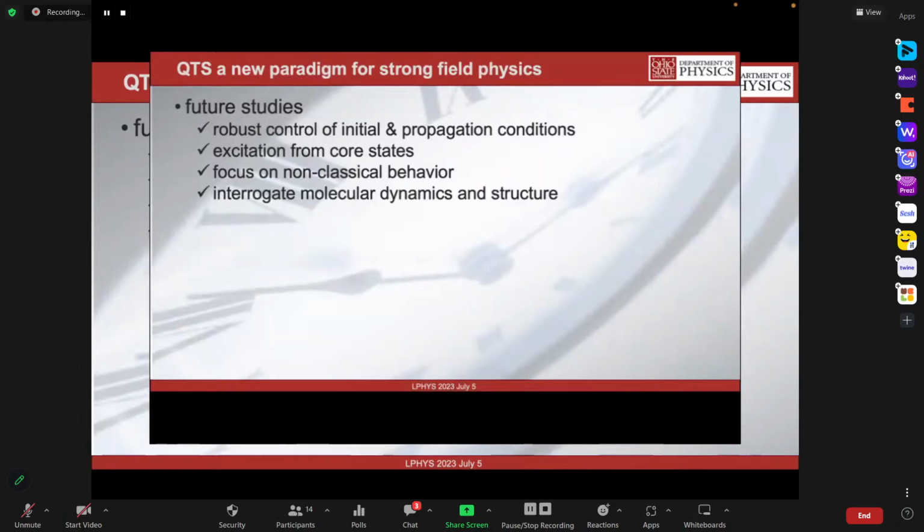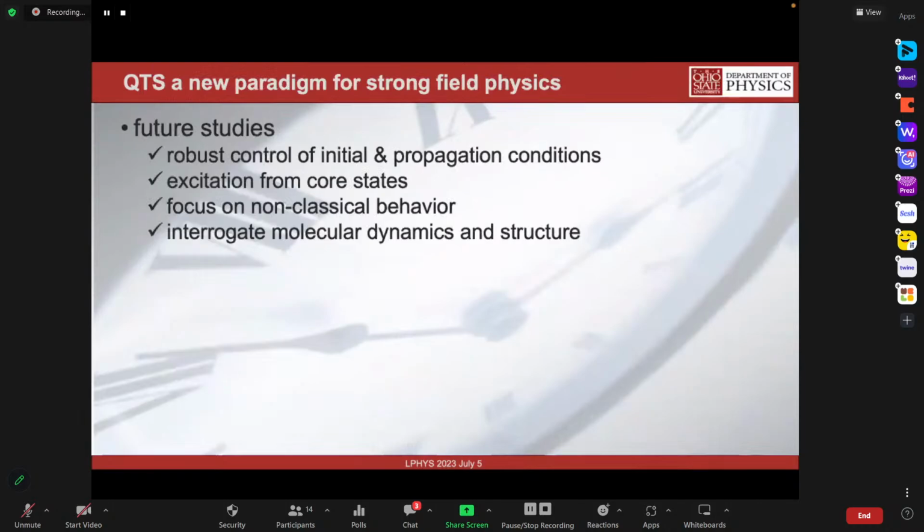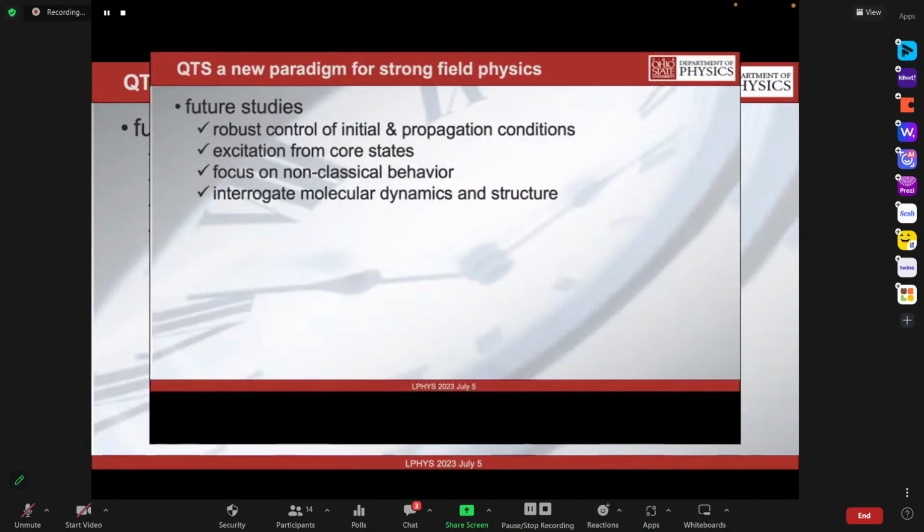I don't have to make a zero energy electron. I can put kinetic energy into my wave packet and study the strong field process with kinetic energy that is positive or negative. I can also stop thinking about just excitation from the valence state and think about doing excitation from core states and then driving that wave packet again in the strong mid-infrared field. Of course, our initial interest was to see if recollision worked, and that's what I presented to you today.